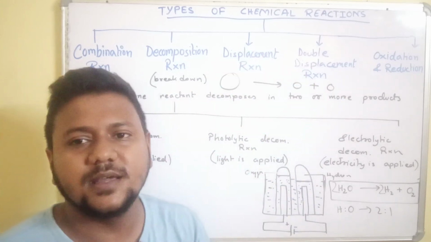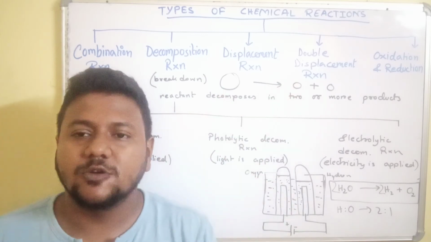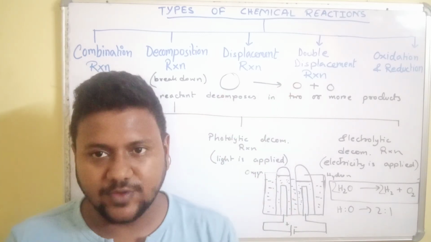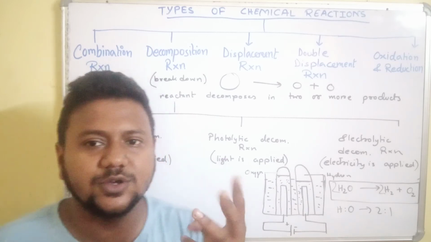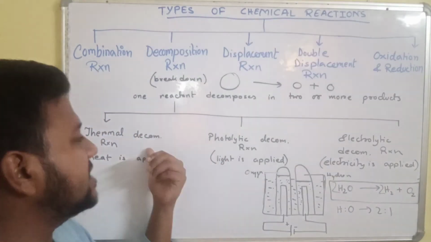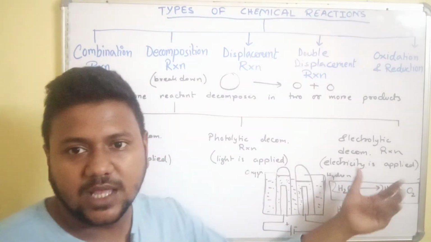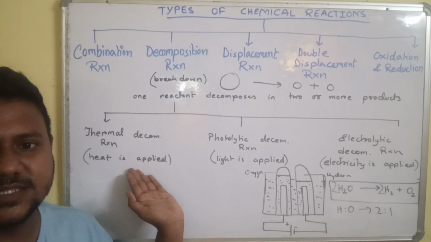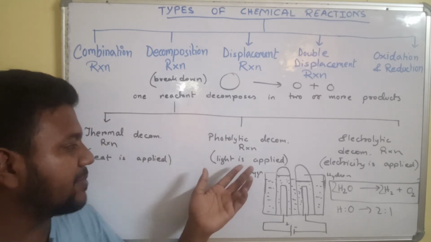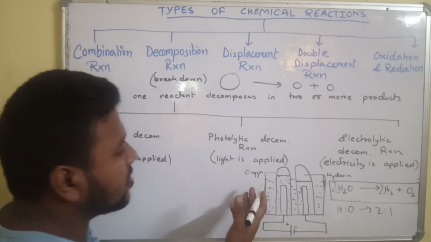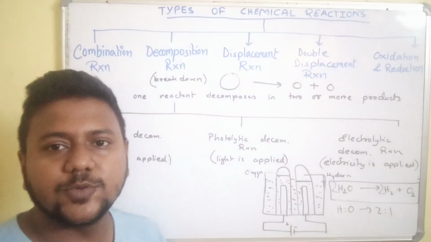we have to keep in mind that a decomposition reaction is just the breakdown of a reactant into its constituents or a number of products. It can happen by three procedures: by the application of heat, by the application of light, or by the application of electricity. The one that happens by heat is called thermal decomposition reaction. The one that happens by light is photolytic decomposition reaction, and the one that happens by electricity is the electrolytic decomposition reaction.